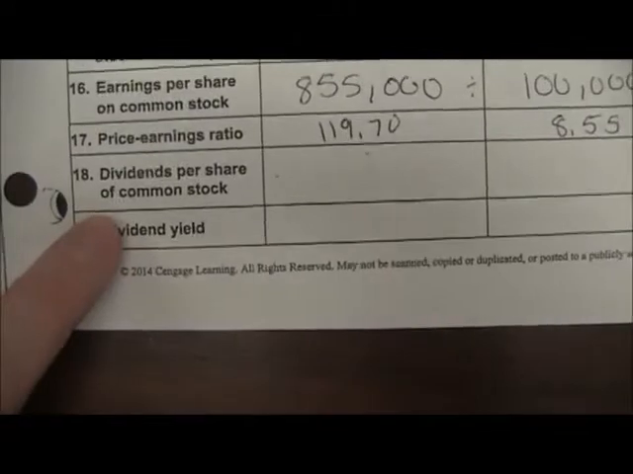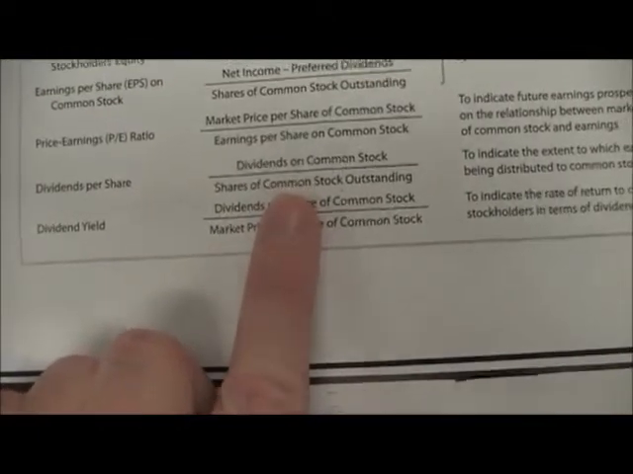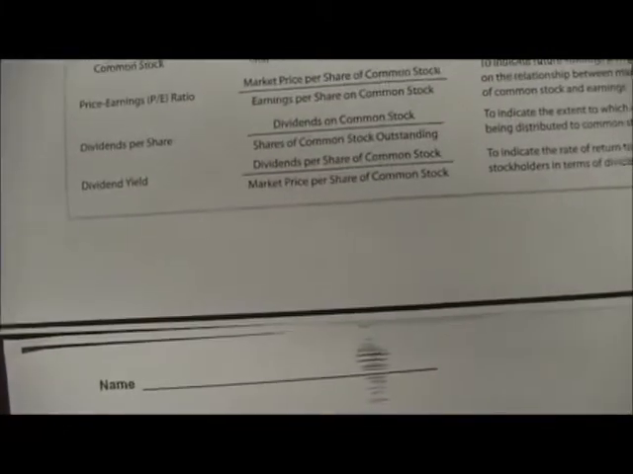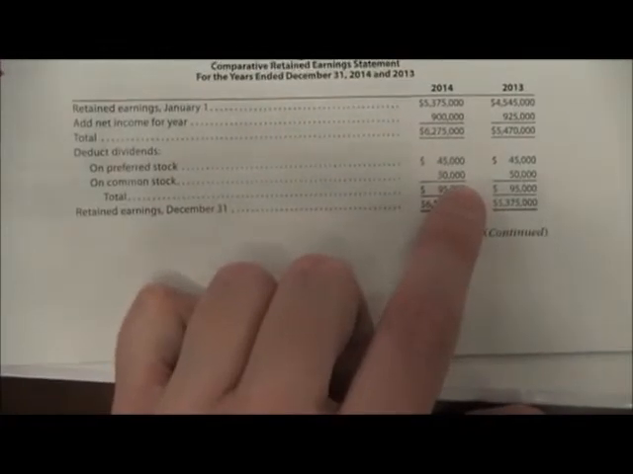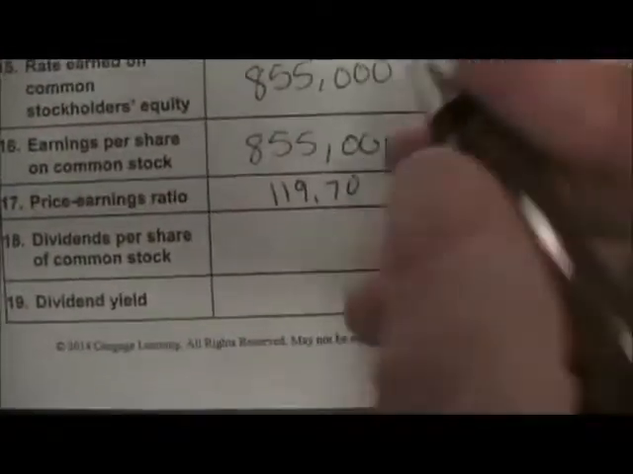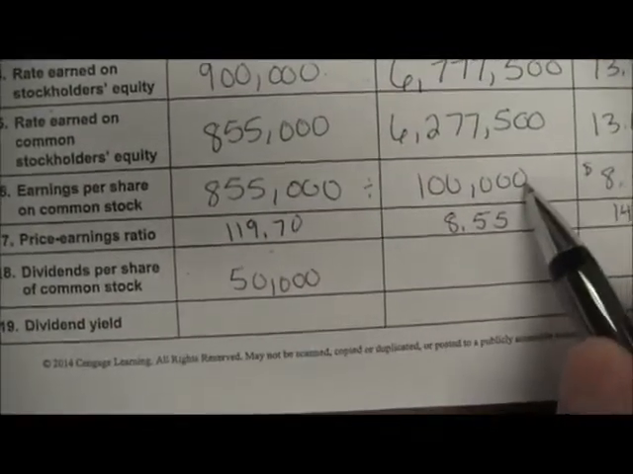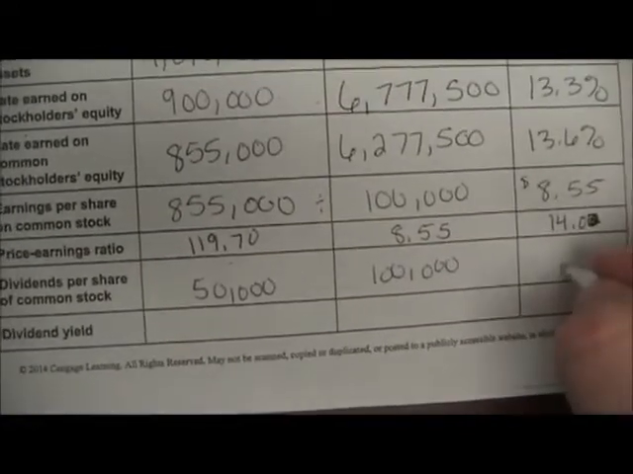Okay, the next one is dividends per share of common stock. Our textbook, or our note sheet, tells us that it's dividends on common stock divided by the shares of common stock outstanding. If we look in our textbook, on the retained earnings statement, it tells us that our dividends on common stock are $50,000. So that's our top number. We calculated our shares outstanding up here, so that becomes our bottom number. Divide them and you get 50 cents.